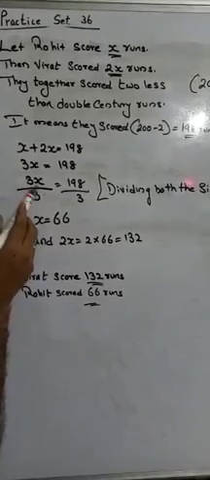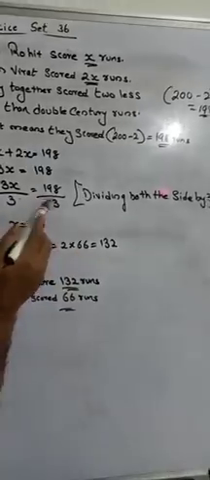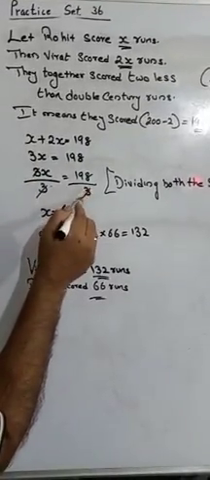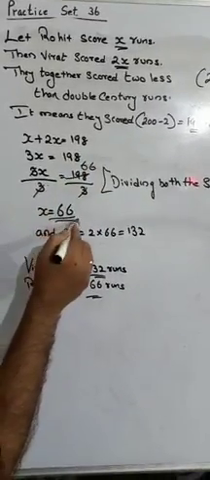Now we'll divide by 3 on both sides. 3x upon 3 is equal to 198 upon 3. Cut 3. So left is 3 into 66. So x is equal to 66.